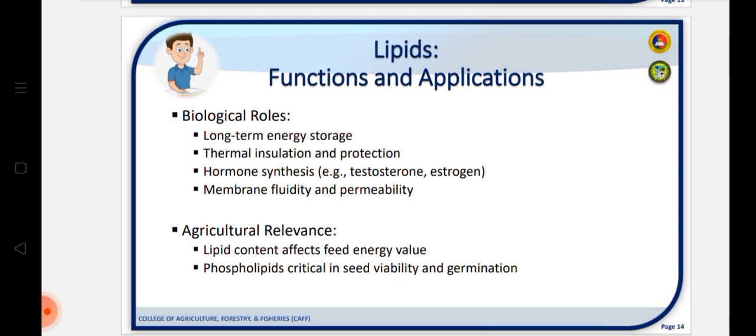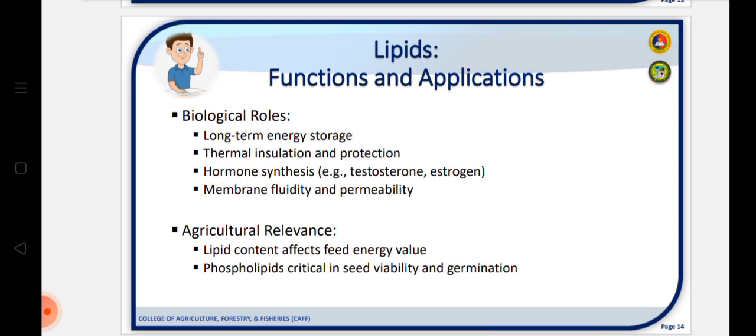Then we also have hormone synthesis. So steroids like testosterone and estrogen are derived from lipids and regulate growth, reproduction, and metabolism. The last one we have is membrane fluidity and permeability. Phospholipids and cholesterol maintain the dynamic nature of cell membranes, influencing transport and signaling.